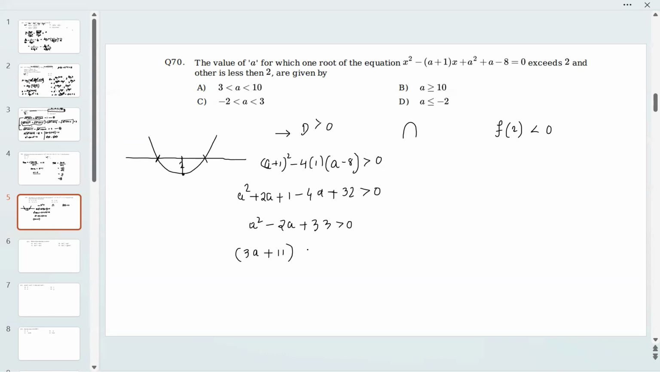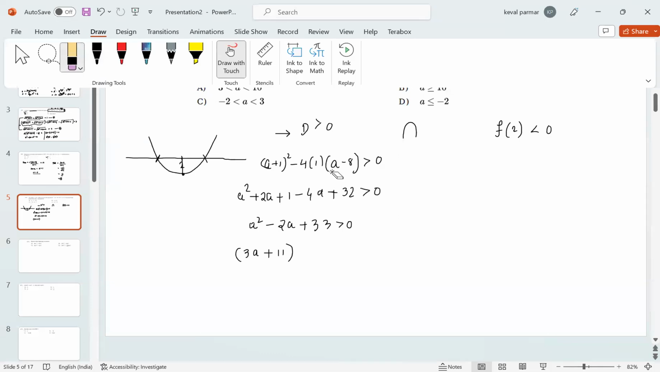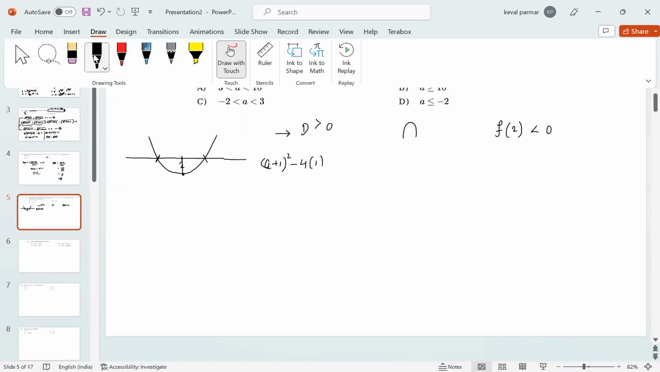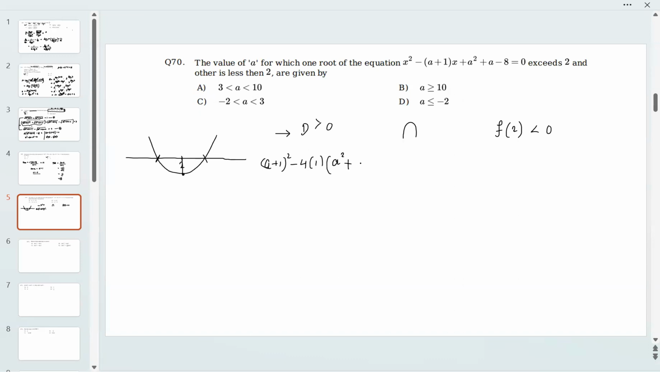I think, yeah, we made a mistake of taking the c value, right? C is not a minus 8. Okay, sorry. C is a square plus a minus 8. Yeah, sorry, it's a silly mistake. Okay, let's go back. C is a square plus a minus 8, greater than 0. Okay, don't mind me, please.